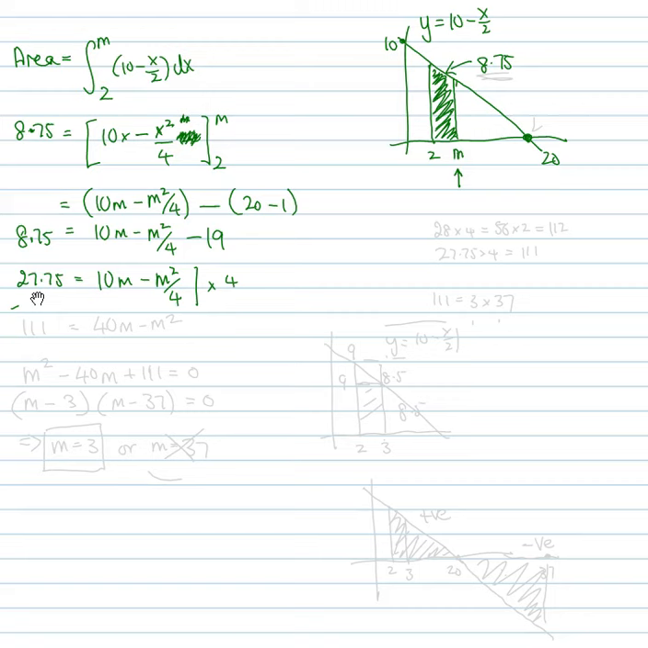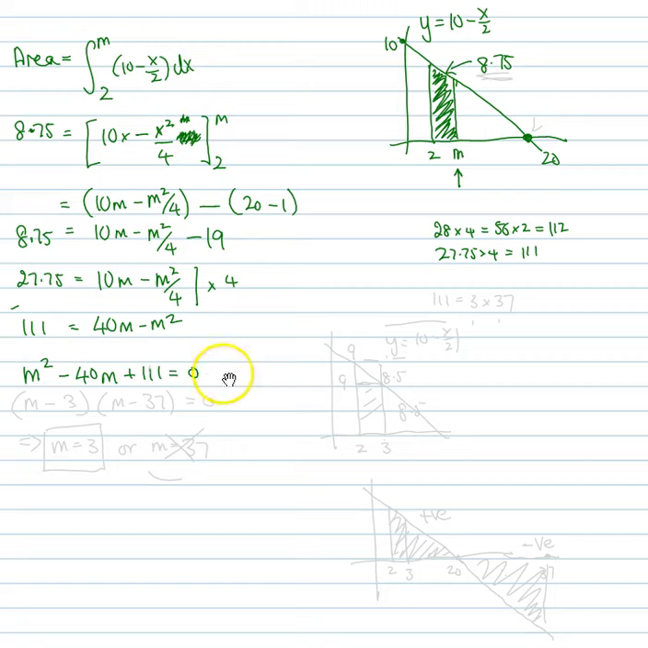So we're going to get 27.75 times 4. How do we do that? I've got 28 times 4 is 56 times 2, which equals 112. Therefore, 27.75 times 4 must equal 111. So 111 equals 40m minus m squared. Let's bring everything over to one side. Bring the m squared to the left-hand side, so we get m squared minus 40m, and leave the plus 111 on that side, equals 0.